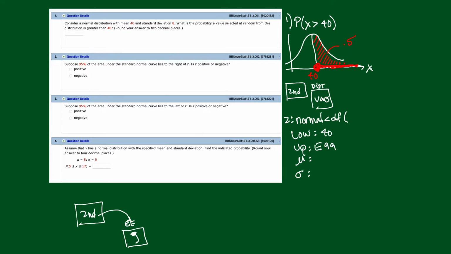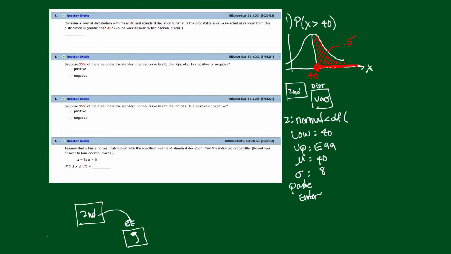Now the mean. Look at the mean of this distribution here. So I'm looking for the mean. I follow it up to my problem. The mean is 40. Standard deviation is 8. So I'm going to put in a 40 and an 8. And then I'll go to paste and enter. And let's compute.